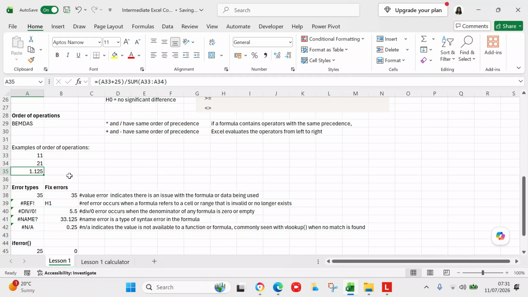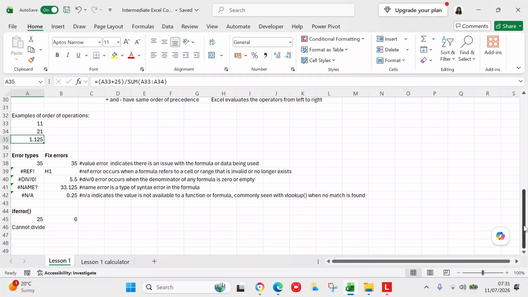And so I've given you some examples of how you can write formulas in Excel. The first example being the most simple one, the second example with brackets, and the third example with brackets and a division and a formula. And after the order of precedence, what we have is the types of errors that you can have in Excel. I've got the error types with a formula that has caused the error.